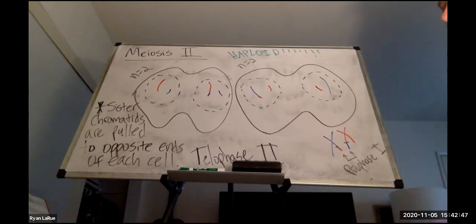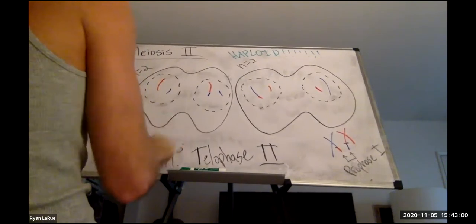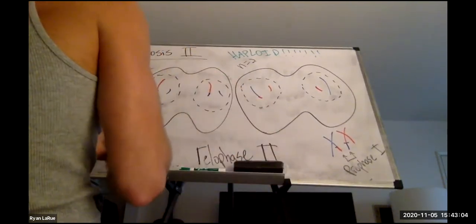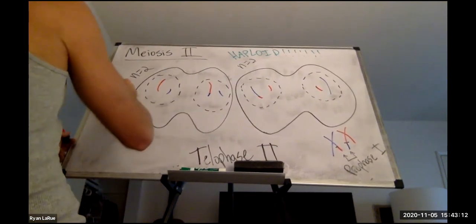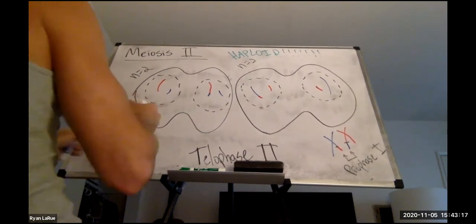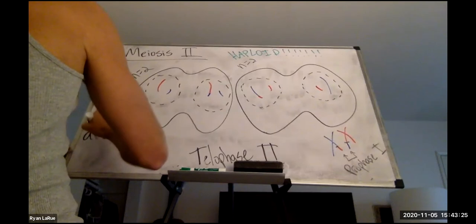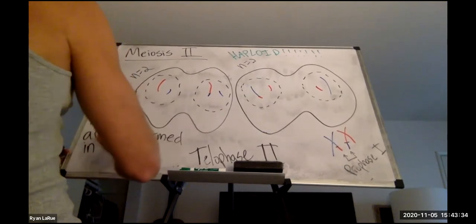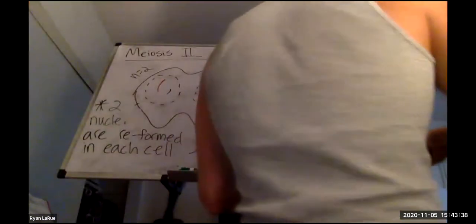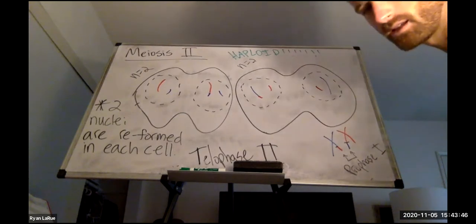Okay, so just like mitosis, just like really telophase one of meiosis one, the big event here, two nuclei are being reformed in each cell. Let's write that. I'm gonna try and get out of the way, but so two nuclei are formed in each cell. And this, of course, is surrounding the chromosomes that are now single-stranded, as Glorianne, I believe, said.